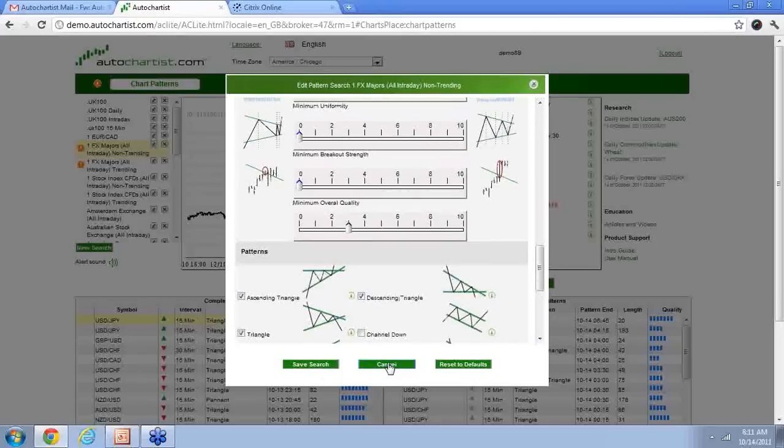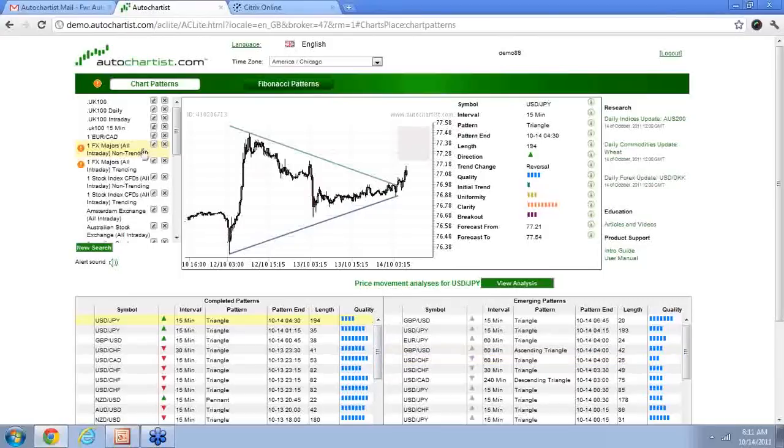Those are my traditional non-trending patterns. You can also see here that there's this orange dot that's popped up, and that's telling me I'm getting fresh signals. So the one I'm looking at right now is the U.S. Japanese yen.